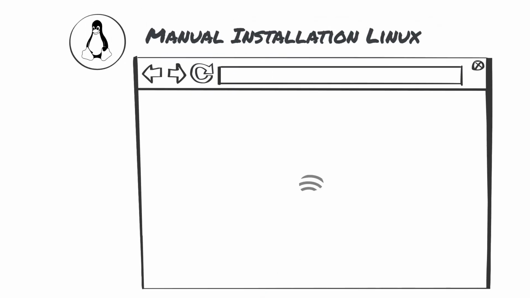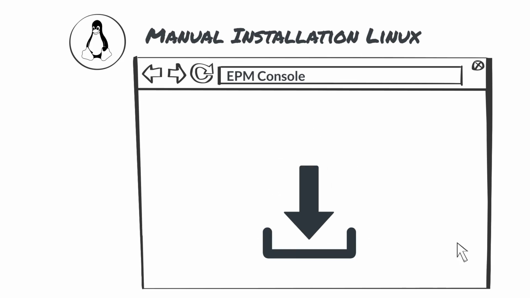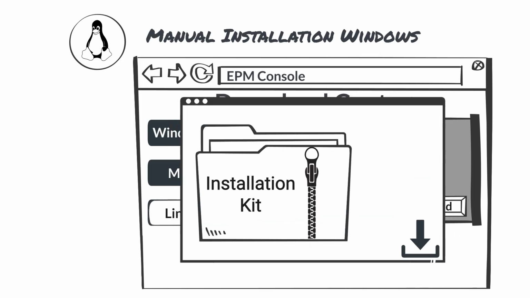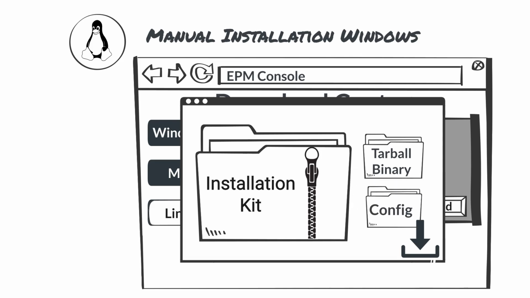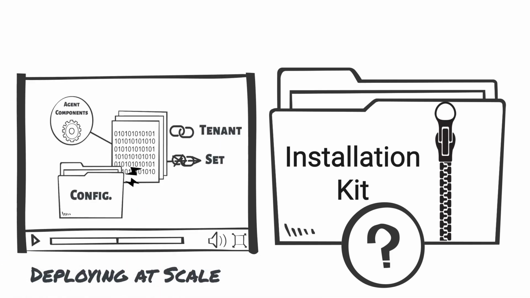After authenticating into the EPM console, navigate to the Download Center. Under the Linux tab, select the applicable Linux distribution for your endpoint by clicking on the Download button. You'll then see a window pop up for downloading the Agent Installation Kit. This installation kit contains a tarball binary and a configuration file used for communicating with the EPM service. For more information on this kit, see our Nugget on deploying at scale.